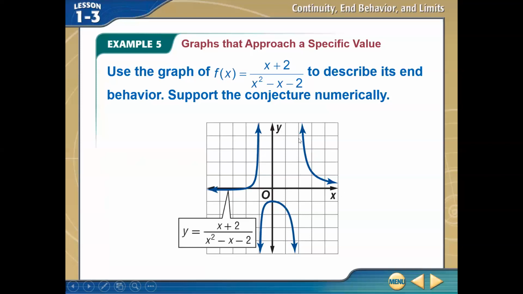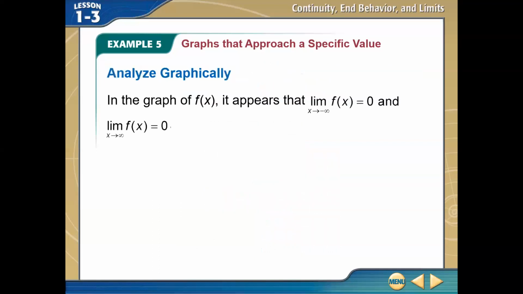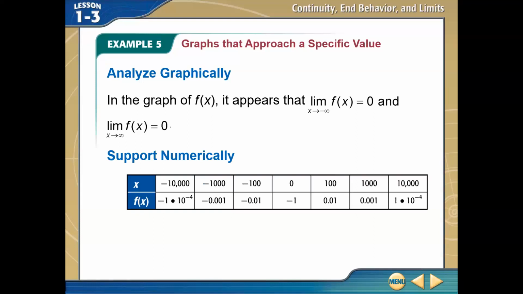Once again, I'd build a table, and I would plug in farther and farther negative values and farther positive values. So it looks as if the limit of f of x as x approaches negative infinity is equal to 0. And the limit of f of x as x approaches positive infinity is also equal to 0. I'm just going from the graph. But now I need to support my conjecture. Once again, this is where technology makes your life very simple.